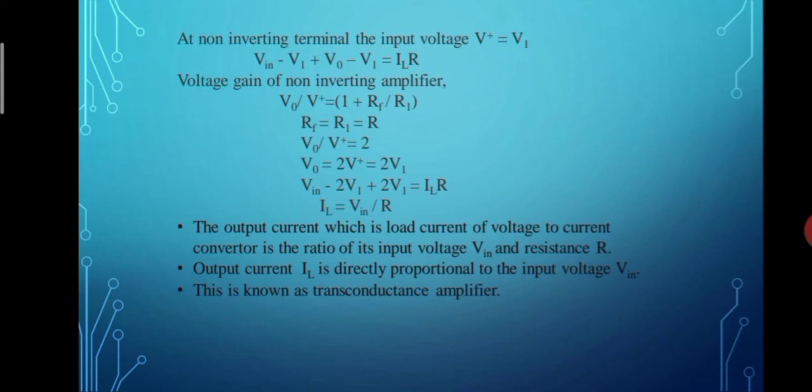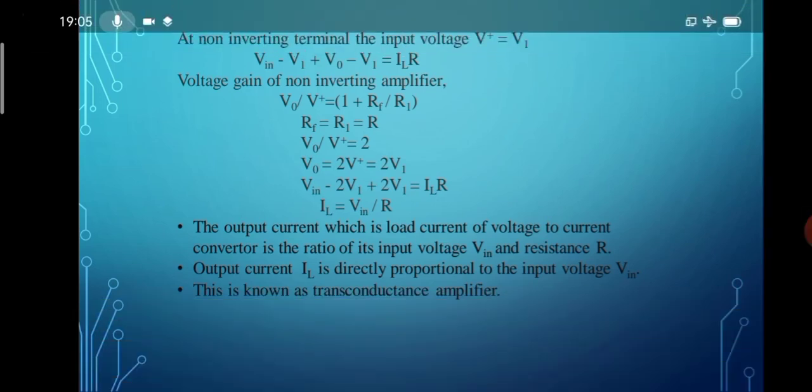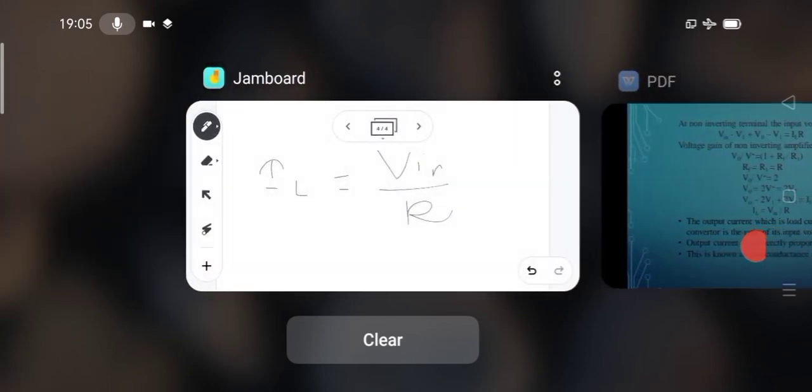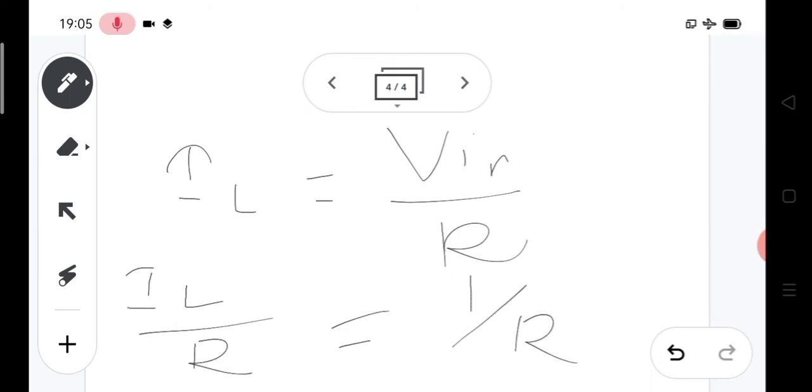This is known as a transconductance amplifier. How do we say it is a transconductance amplifier? Because IL is equal to VIN by R, so 1 by R is equal to IL divided by VIN.